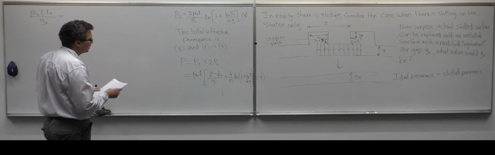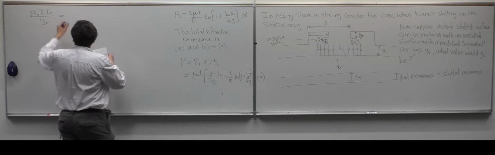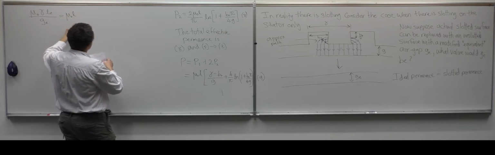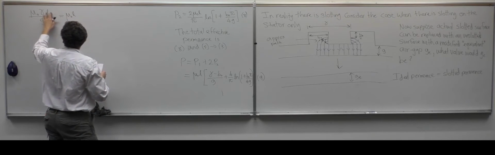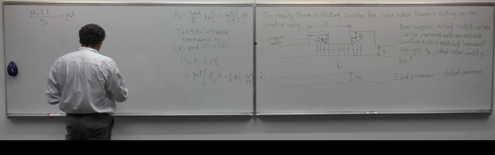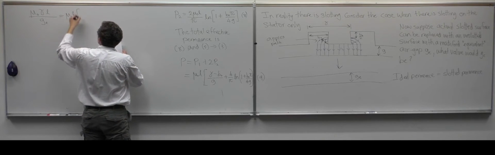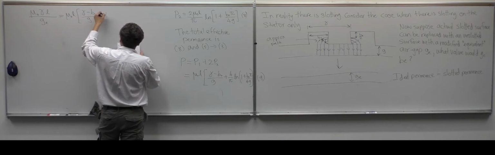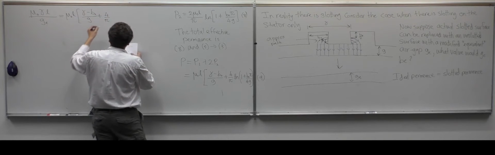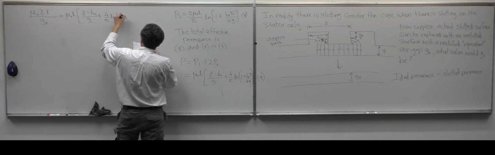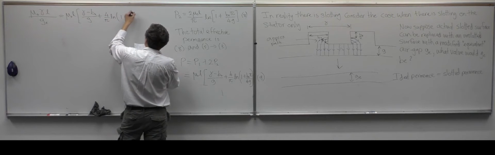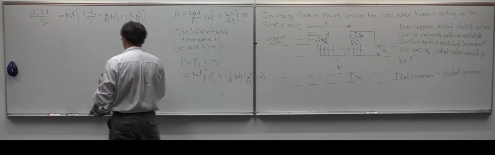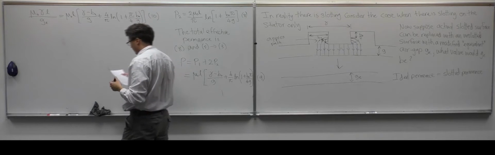So that has to equal the slotted permeance, which is mu naught L, sorry, L is just the depth into the page. Mu naught L times gamma minus B naught divided by G plus 4 over pi log 1 plus pi over 4 B naught over G, like that. I'll call that equation 10.